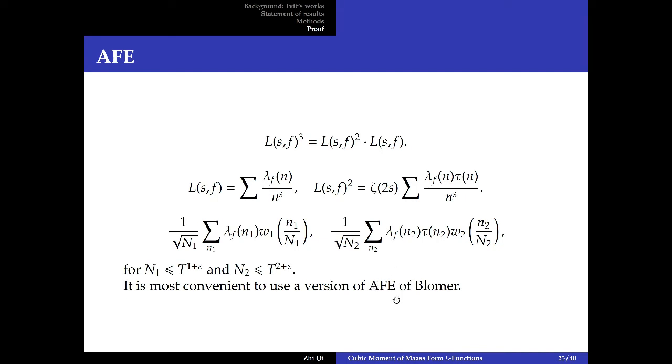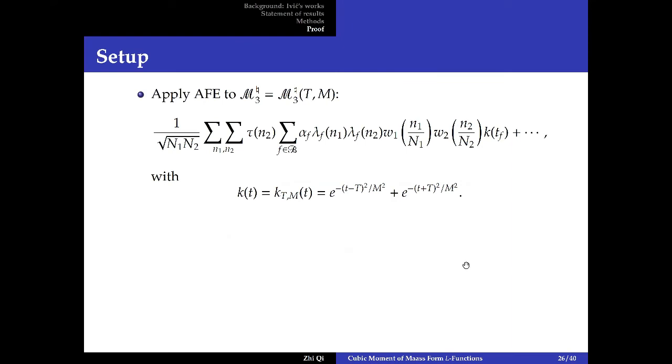And for convenience, we are going to use a version of a Poisson functional equation of Blomer. His version is very convenient for us to get to the main term. But of course, the main term is not our concern. We're going to mainly talk about the error term. So after a Poisson functional equation, you can reformulate it in this form. You have an average over the Maass forms, and you have N1 and N2. Also, we consider here the smooth version.